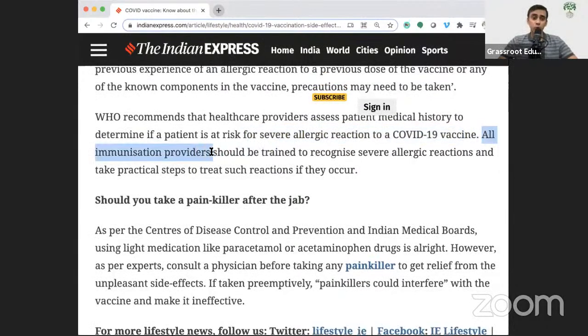All immunization providers, so all those who are giving the vaccine, all immunization providers should be trained to recognize severe allergic reactions, okay, and take practical steps to treat such reactions if they occur. Okay. Nice. Good. Pranav, Kamaljeet. Very good.